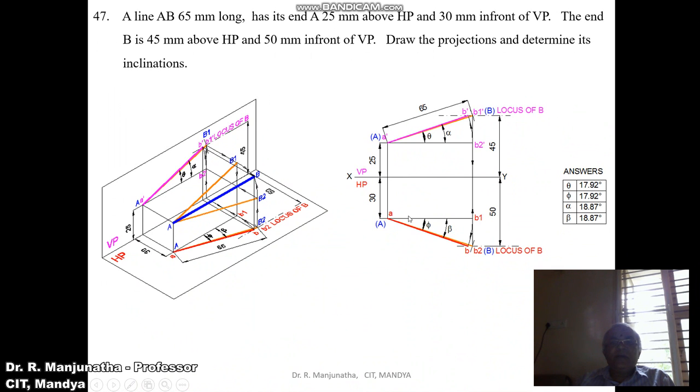A is in front of VP by 30 mm, then B1 should also be in front of VP by 30 mm. So you draw a vertical projector from B1 dash till the locus of A in the top view, so that you mark this point as AB1.